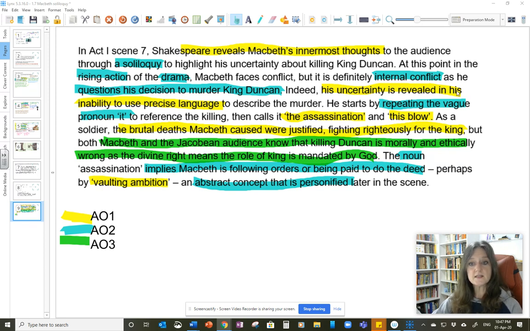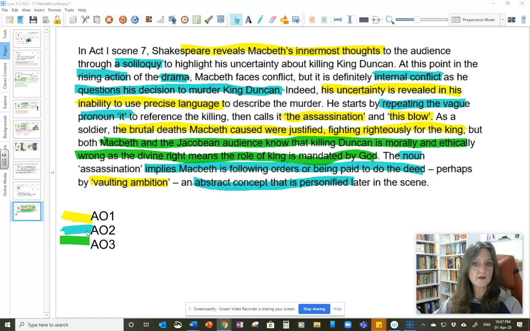His uncertainty is revealed in his inability, and the word indeed, that discourse marker there, moving my argument forward. Inability to use precise language. I've got a range of quotations: the assassination, this blow, vaulting ambition. So I've got those quotations in there, which is part of AO1.